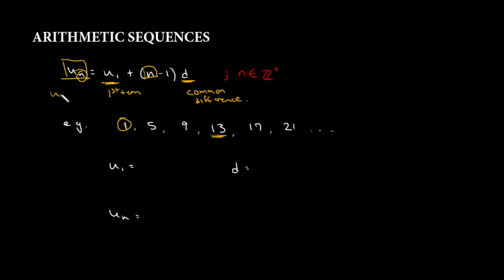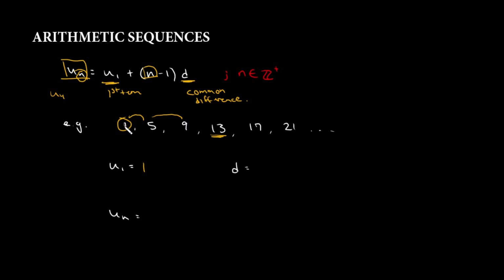So, for example, if we look at this sequence, we know that u1 is going to be 1 because it's the first term, right? And we look at the common difference. If you're dealing with an arithmetic sequence, the change between 1 and 5 and the change between 5 and 9 will be the same, one consistent number. It can be a fraction. It's not necessarily always an integer, but it will always be consistent. And that's why the common difference is written as a letter.